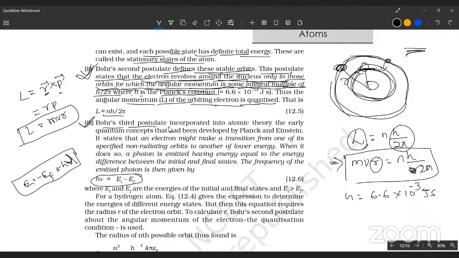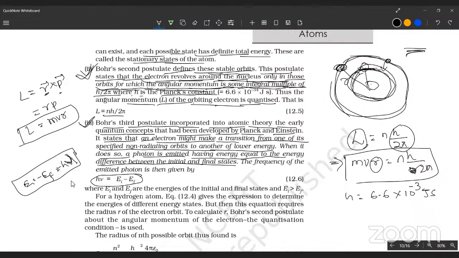Bohr's postulate incorporated into atomic theory the early quantum concepts that had been developed by Planck and Einstein. It states that an electron might make a transition from one of its specified non-radiating orbits to another of lower energy. When it does so, a photon is emitted having energy equal to the energy difference between the initial and final state.